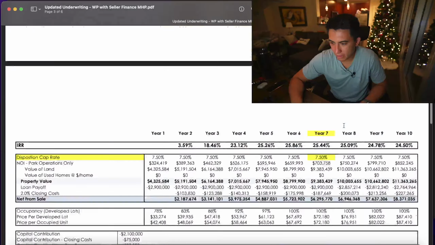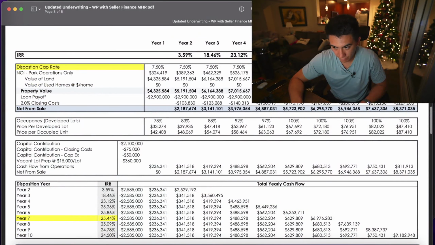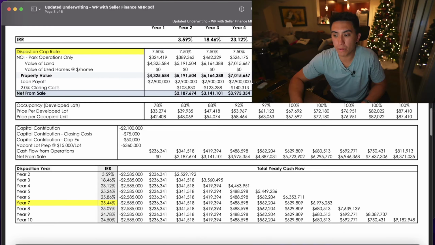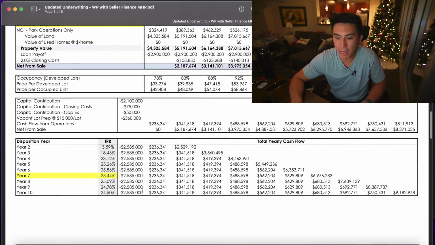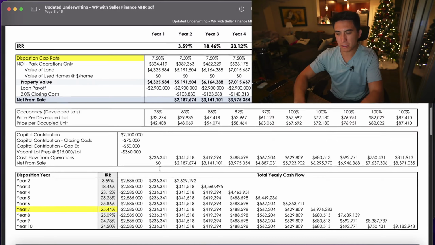And then you could see here, he bought the property for $5 million. He sells it, assuming he could sell at a 7.5 cap in year 7, at around 9.38, 9.4 million. Minus the loan payoff, closing costs and everything, he's going to net 6.2 million. So when he's getting this 1.3 million profit on top of the purchase price on the exit, combined with that cash flow over the years, he's hitting an internal rate of return of 25.44% in year 7.